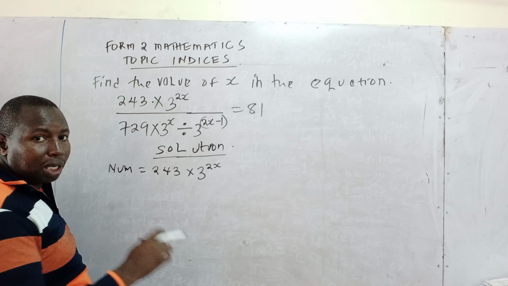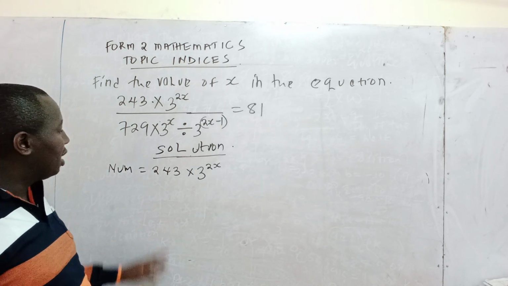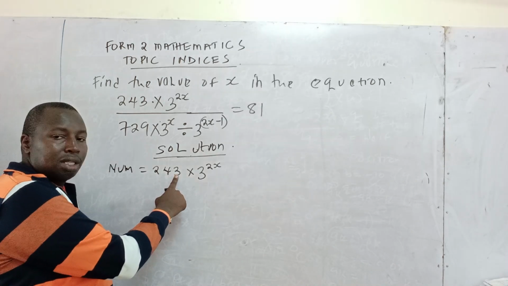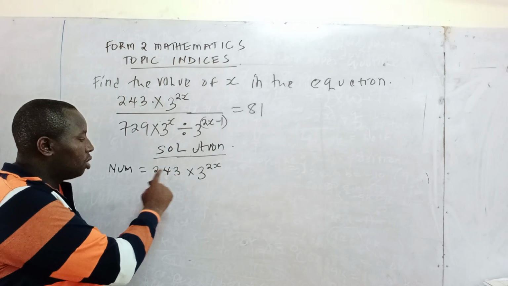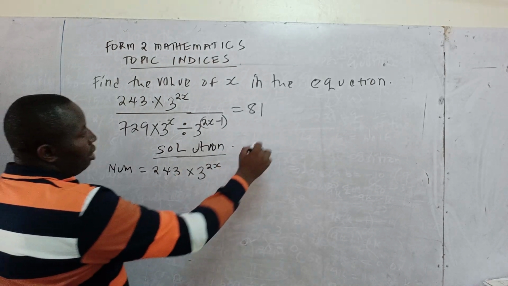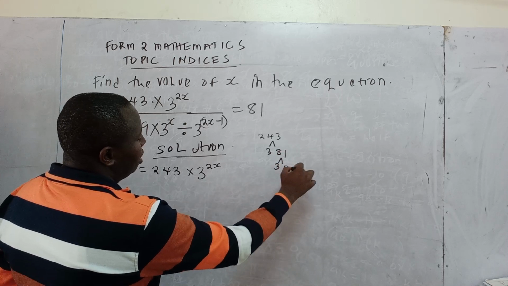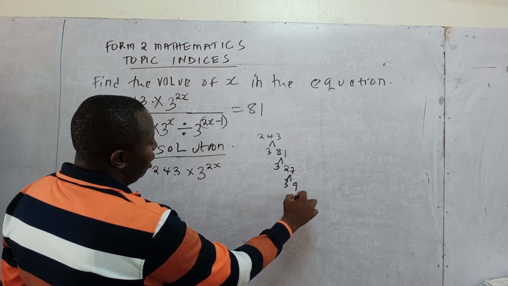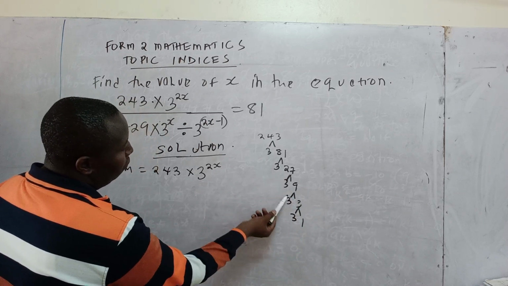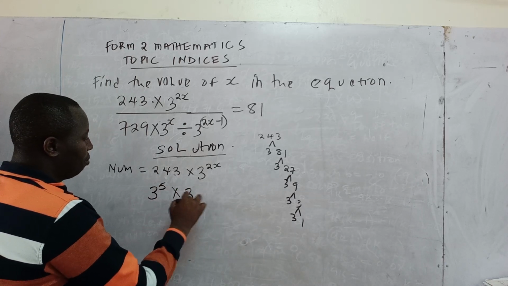So 243, you check whether it is divisible by 3. For you to know that a number is divisible by 3, get the sum of all the digits: 2 plus 4, 6 plus 3, 9. 9 is divisible by 3, so this number is divisible by 3. So you take 243 divided by 3, that is 81, divided by 3, 27, divided by 3, 9, divided by 3, 3, and divided by 3, 1. You count 1, 2, 3, 4, 5. So 243 is 3 to the power 5, times 3 raised to the power 2x.